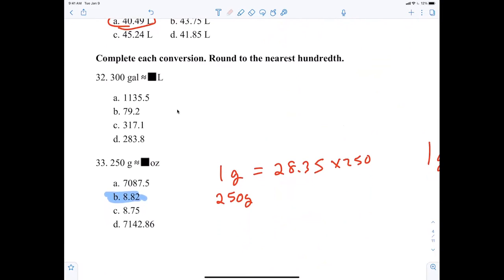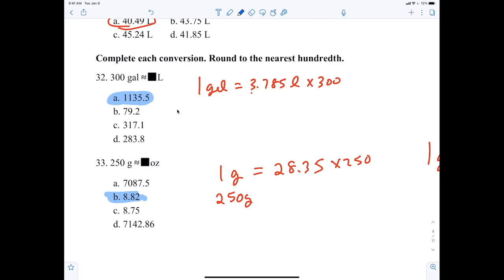Okay, Ryan, 1 gallon is how many liters? There are 3.785 liters per gallon. Okay, 300 times 3.785 is equal to 1,134.6. Okay, like the option A. Yes. All right, does anybody have any problems?